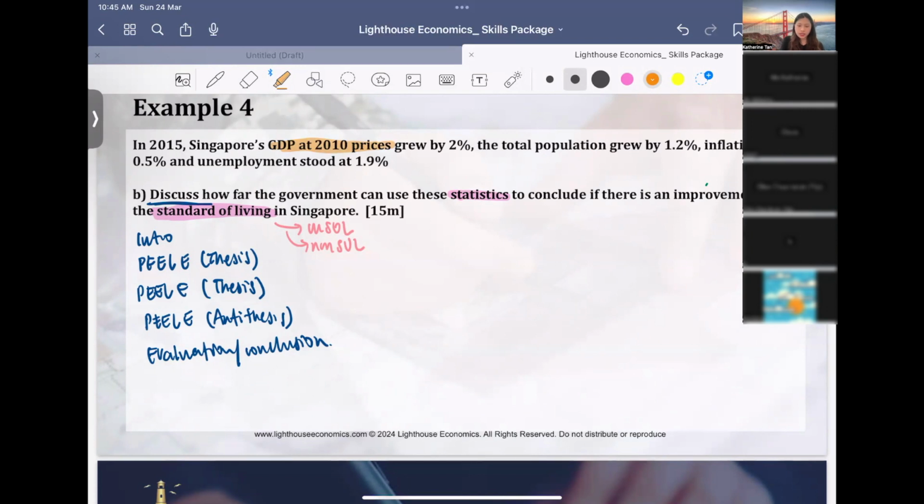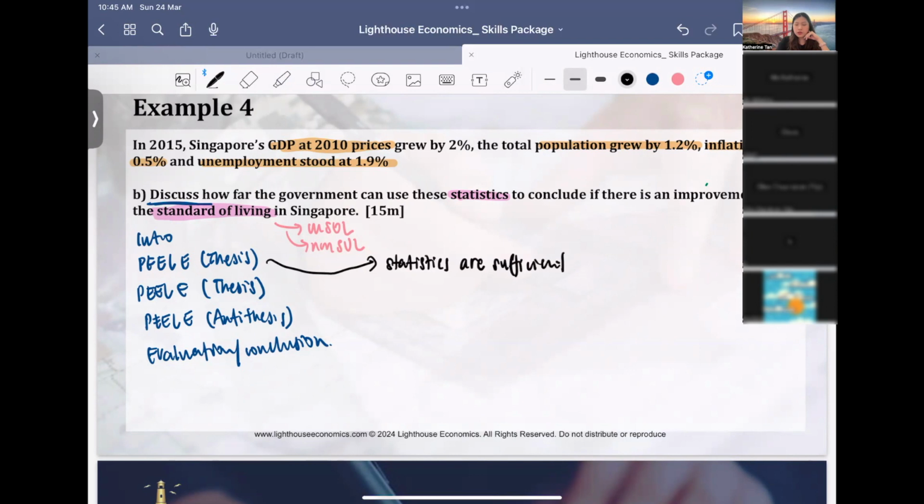Population has grown by 1.2, so this can tell you real GDP per capita. Inflation has grown 0.5, and then unemployment. So you realize that all these are going to be your points. So what is the first thesis? The first thesis will tell me that the statistics are sufficient.